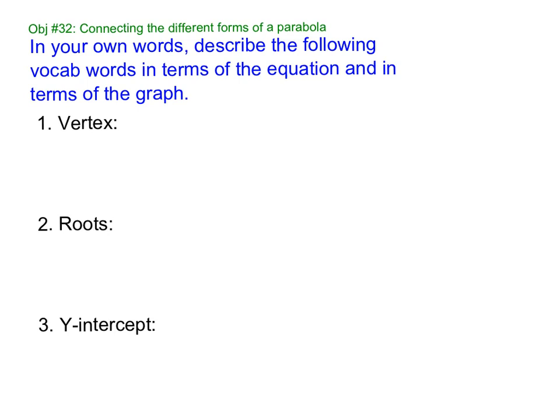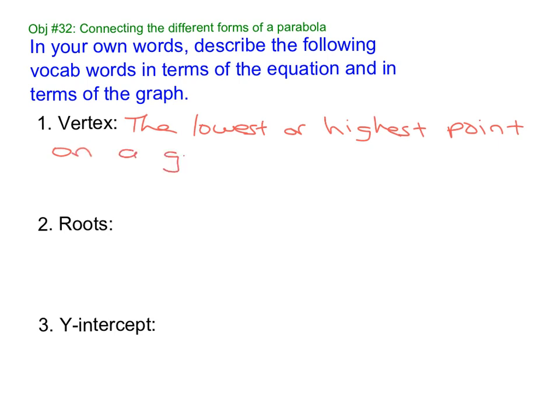So the vertex is the lowest or highest point on a graph. It's also called the turning point, and it's the symmetric point, right? And then we use it to find negative b over 2a. So on the graph, the vertex is this point, right? And there's lots of ways to find it.